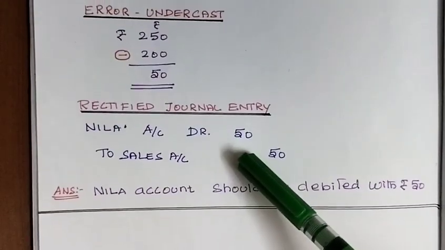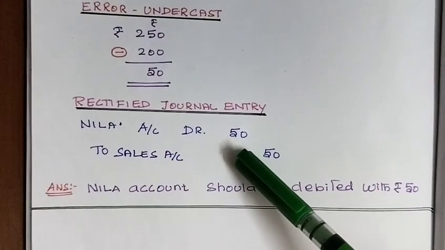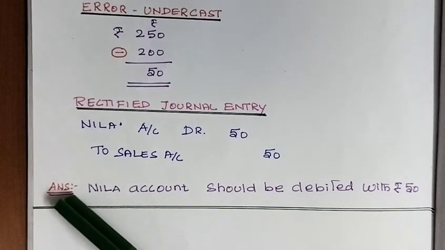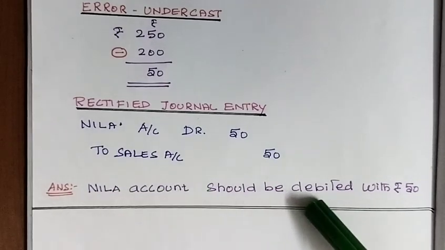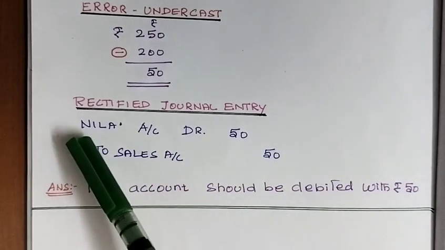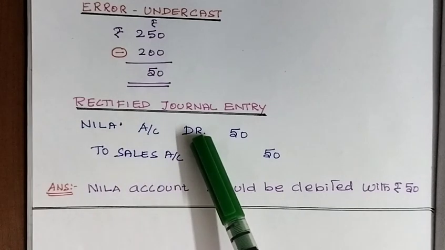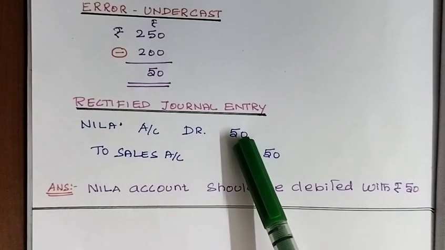Now we have rectified it. So what is the statement? This is the answer: Nila account should be debited with 50.